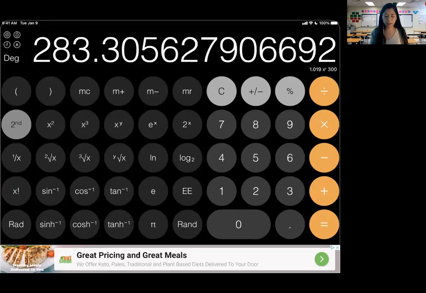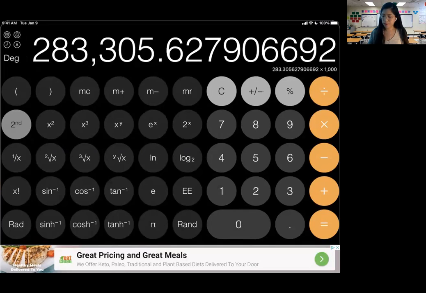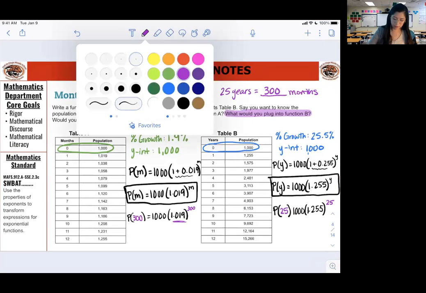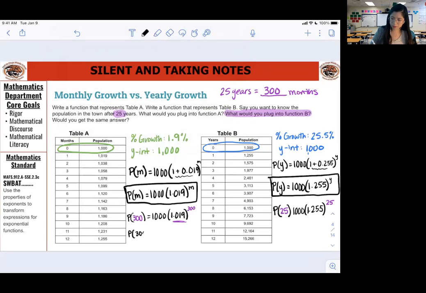Then I take that number, I'm not going to erase it, I'm just going to multiply it by 1,000. And here's my answer. I got 283,305, and I'll round it to the nearest person because we're not going to have a decimal of a person. To the nearest whole person, should I keep it as 305 or round it up to 306? 306. Good. So P of 300 is 283,306.